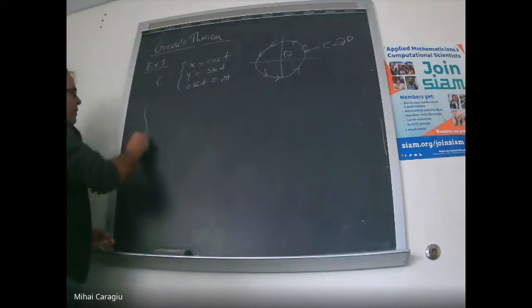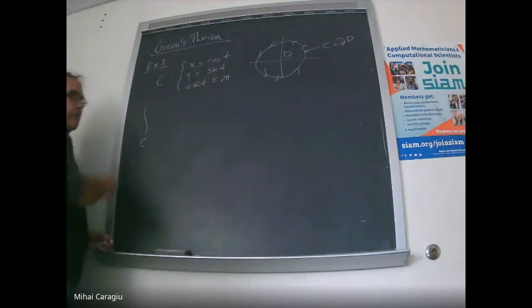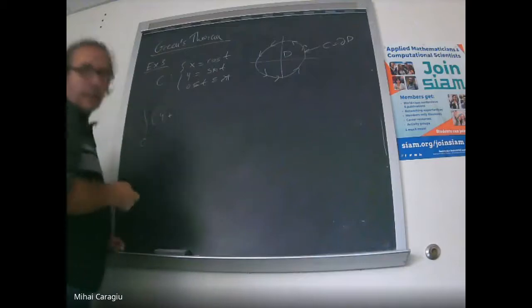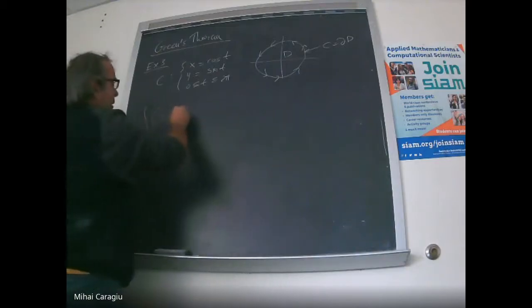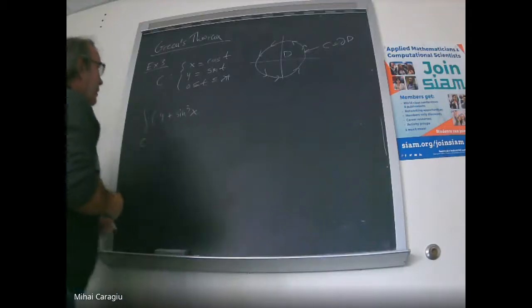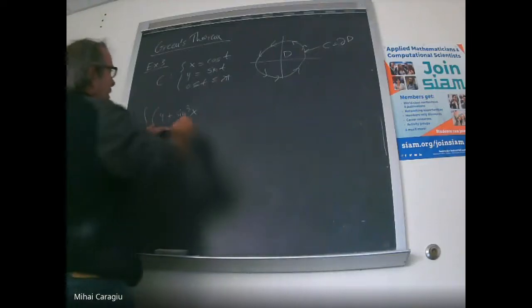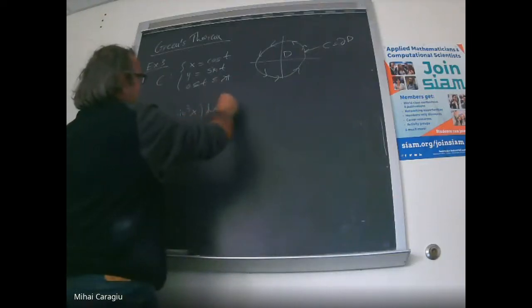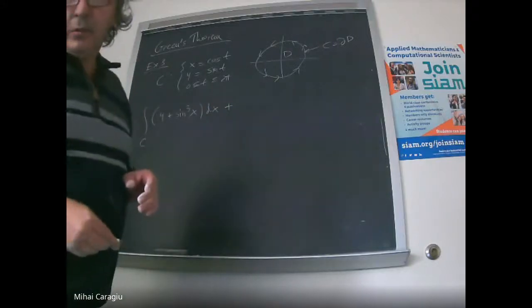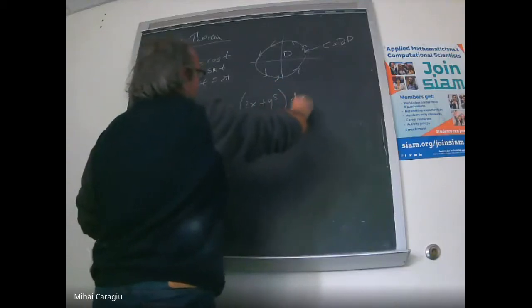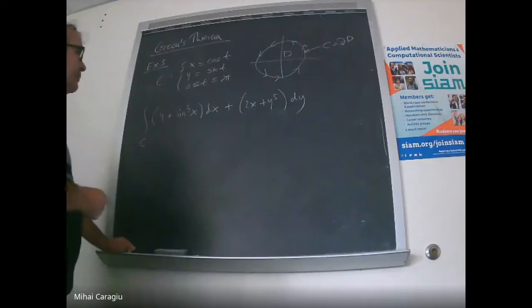So let's calculate the integral over the unit circle of the following. I don't recall the example we did today in class, but it's very similar. Y plus sin cube x dx plus 2x plus y to the power 5 dy. Okay, so let's use Green's theorem to evaluate this line integral.